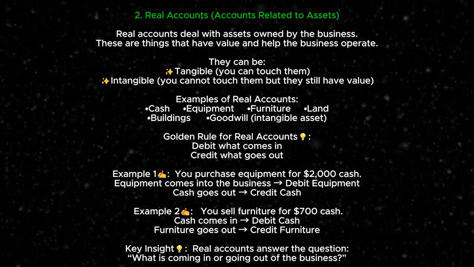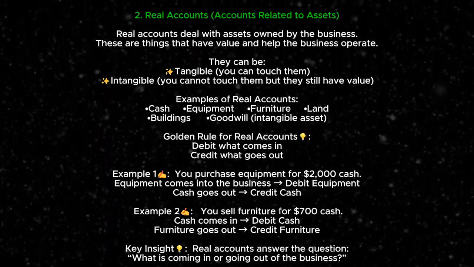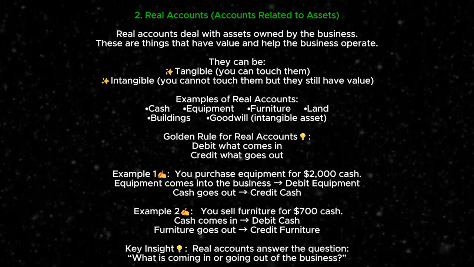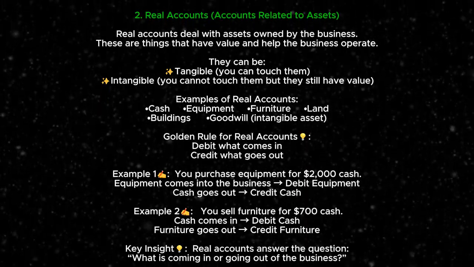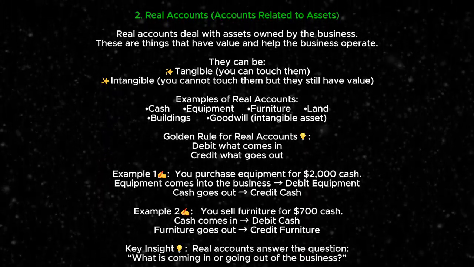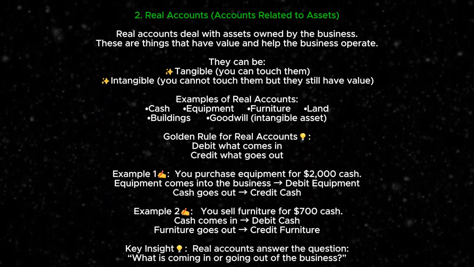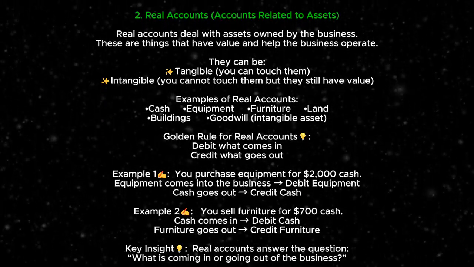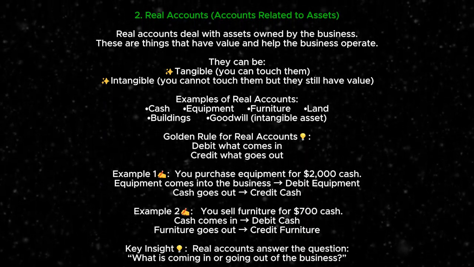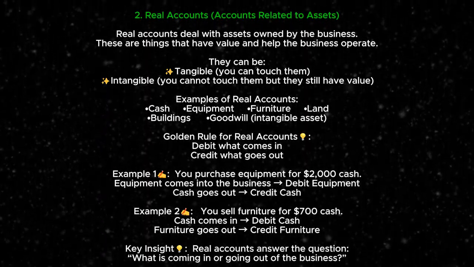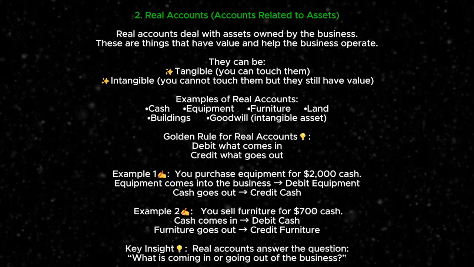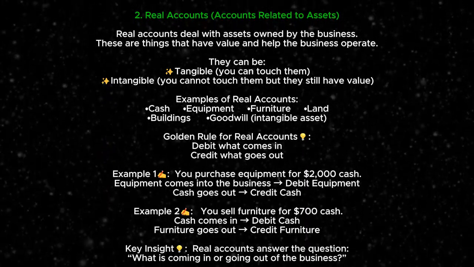2. Real accounts. Real accounts deal with assets owned by the business. These are things that have value and help the business operate. They can be tangible, you can touch them, or intangible, you cannot touch them but they still have value. Examples of real accounts: cash, equipment, furniture, land, buildings, goodwill. Golden rule for real accounts: debit what comes in, credit what goes out.